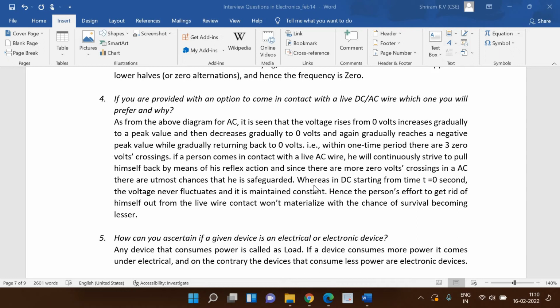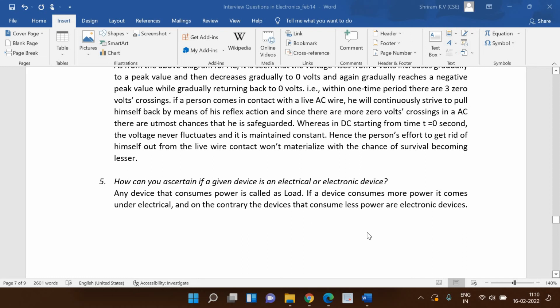You can go ahead with that in case you are to do that, and that will save you. The chances for you to pull yourself back are definitely a little higher than the other option. When in DC, from the time t equal to 0, the voltage never fluctuates. It's consistent and constant. Hence, the person's effort to get rid of it won't really materialize. So, in case you are to really touch AC or DC, go ahead, touch AC. You have chances to survive.